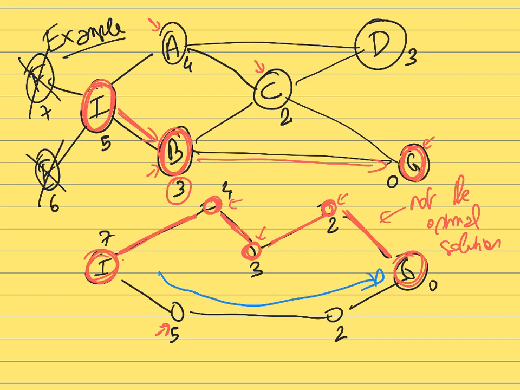So this is an example to show that the greedy algorithm can be very efficient, but it doesn't satisfy the optimality condition. It doesn't necessarily give you an optimal solution at the end. It gives you a solution, but you cannot be sure that it is the optimal solution.